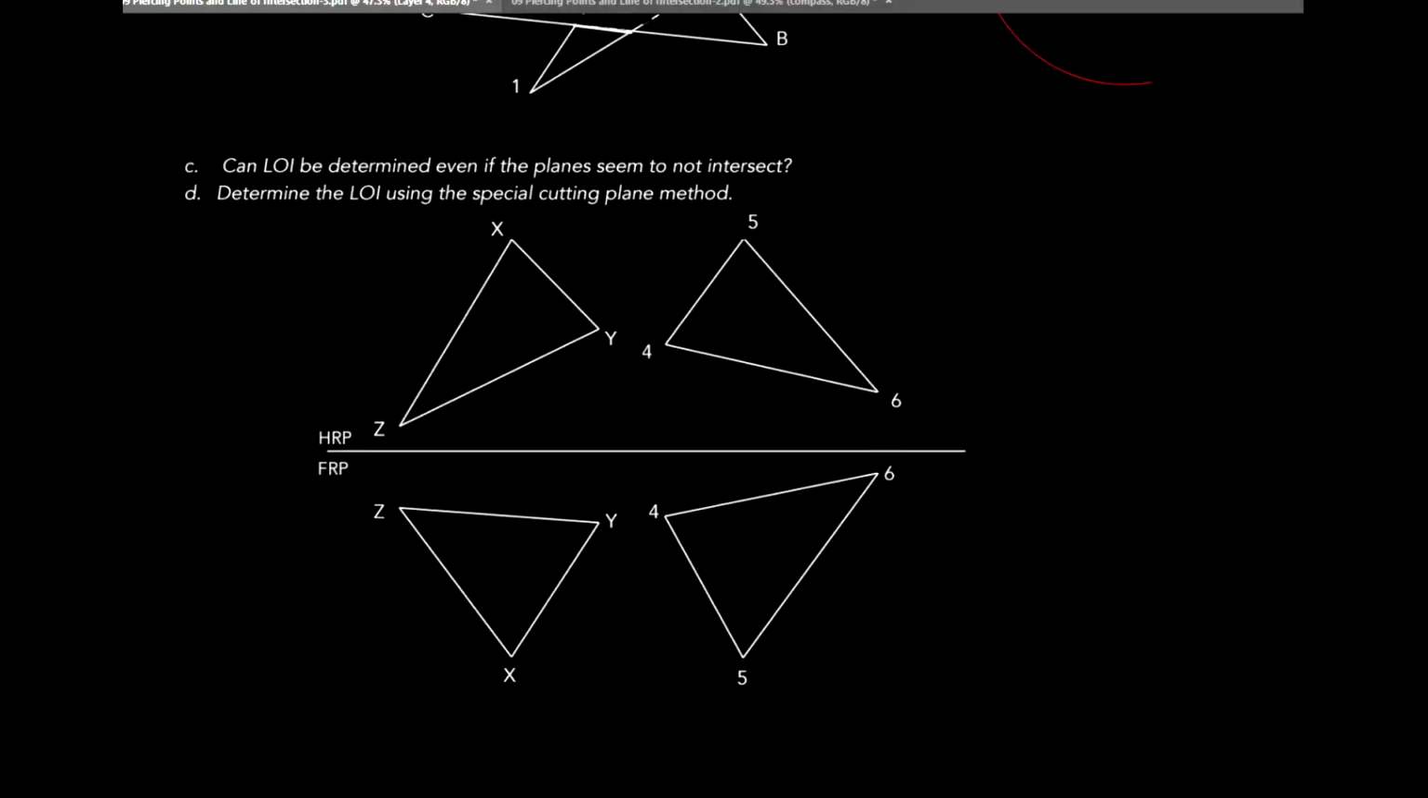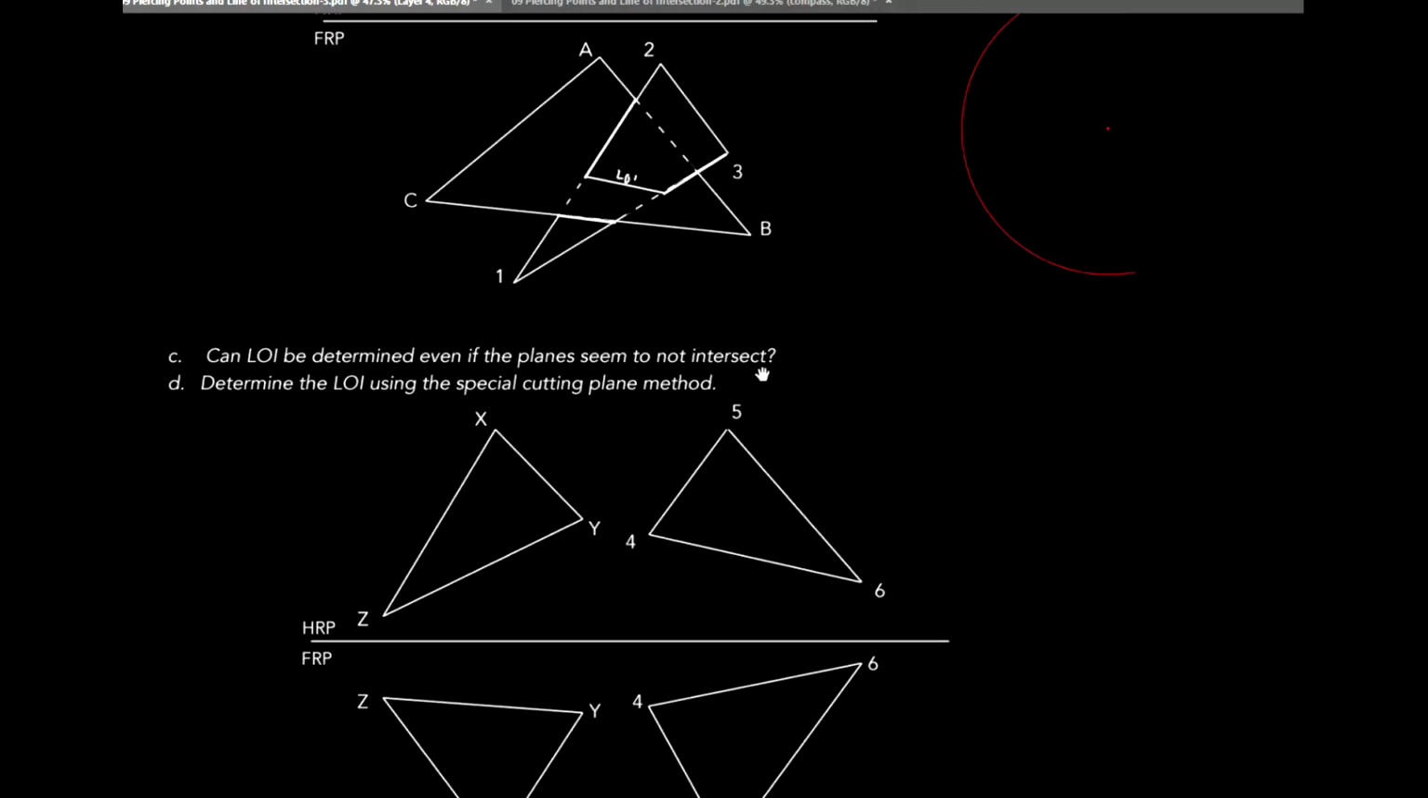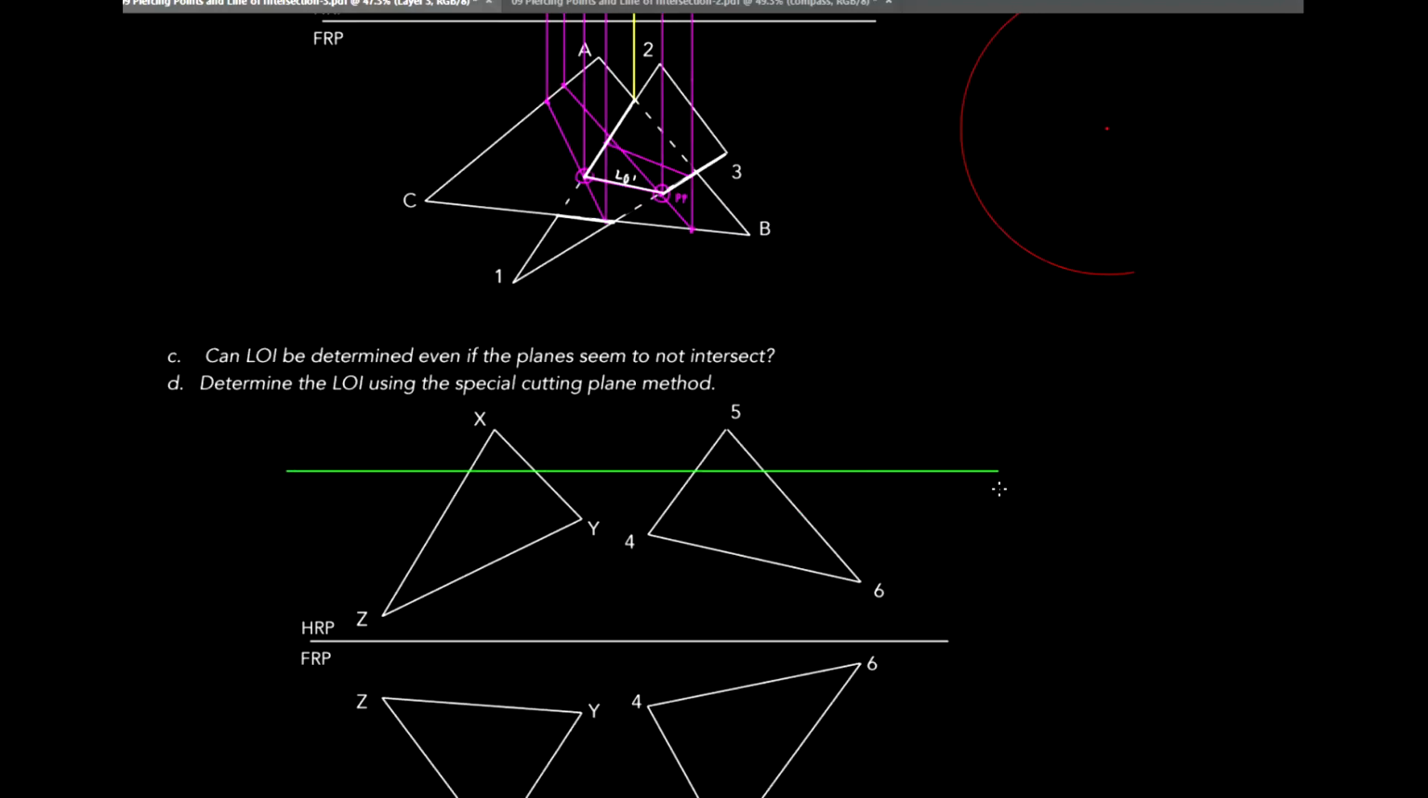The easiest way to do this case, wherein they are not seemingly overlapping, is to use the special cutting plane method. So, with the special cutting plane method, we create two cutting planes. Let's just say this one first is CP1.